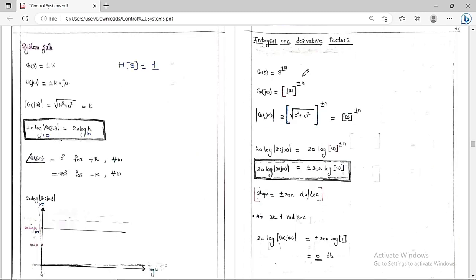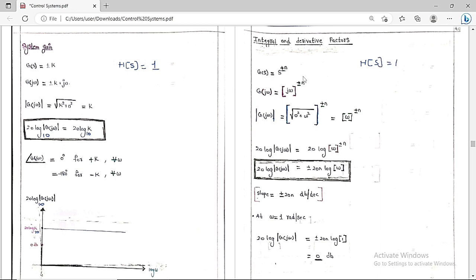Now we are going to discuss the integral and the derivative factors. For the integral and the derivative factors, what is the Bode plot we are going to see? So G(s)H(s), I already told you, we are going to assume H(s) is equal to 1. This is the default case that we are always going to assume.